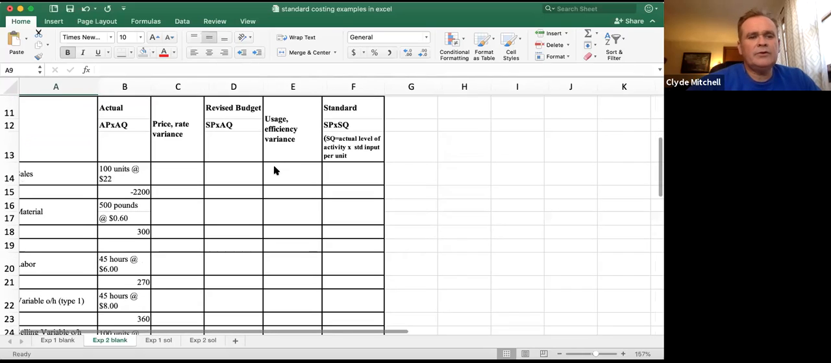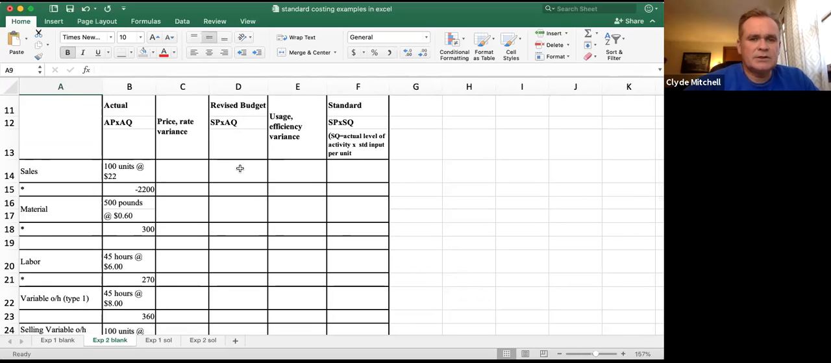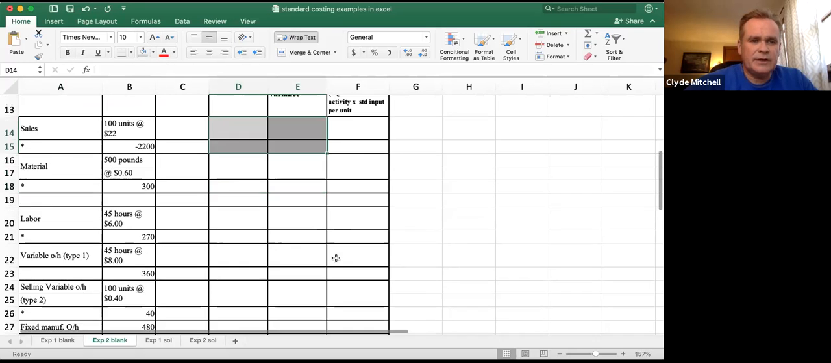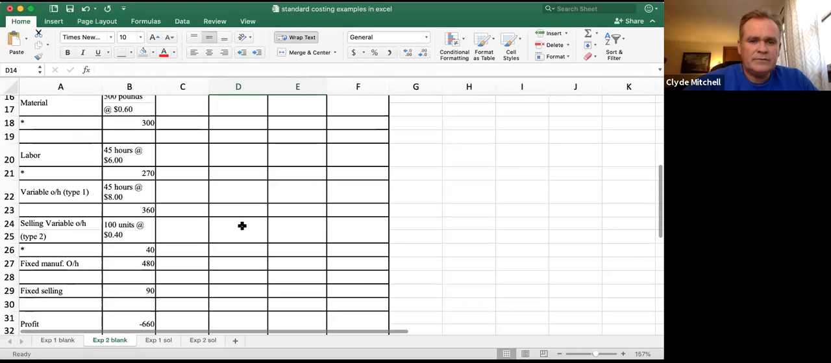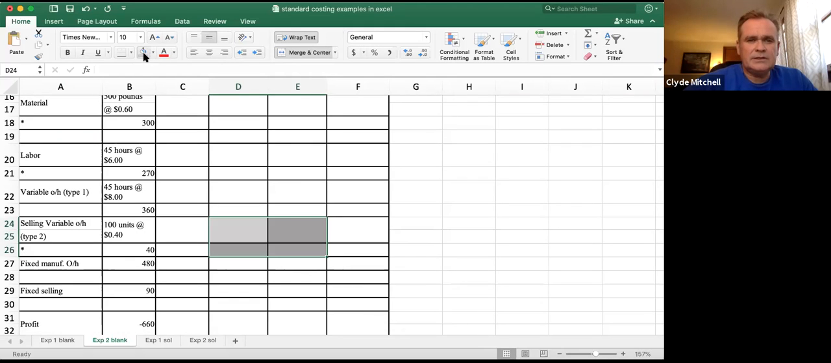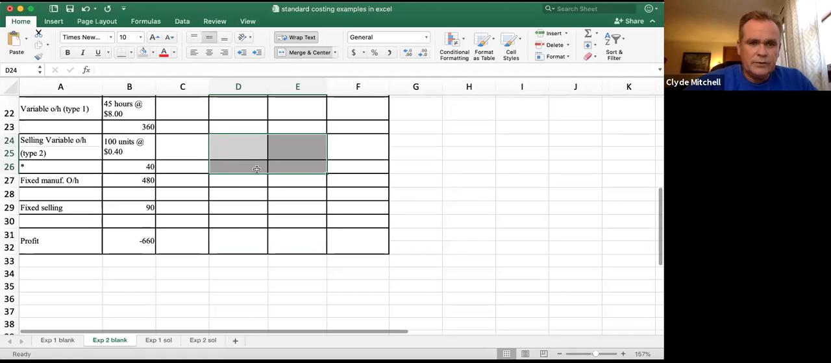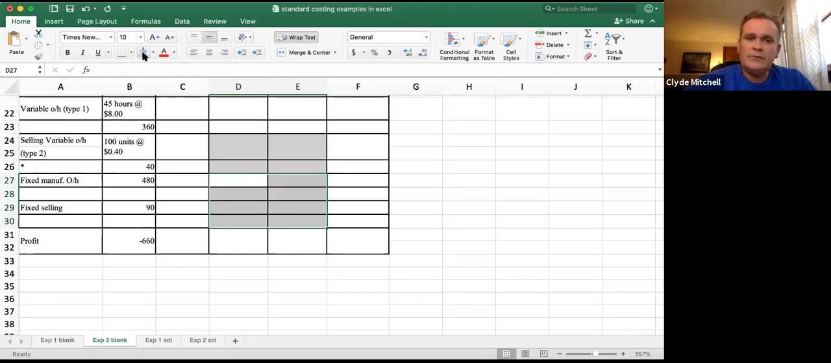Right, so straight away we know that certain variances will not exist. We will not have any sales volume variance, so we can shade that out in gray. We know that the selling variable overhead variance will not exist because that's based on the standard quantity, which is actual units multiplied by standard input, and there's only one sales commission per unit. Then we also know that for our fixed costs, if we're using variable costing, we do not have a volume variance. We just have an expenditure variance. So it's probably easier if we jump in and actually look at those.